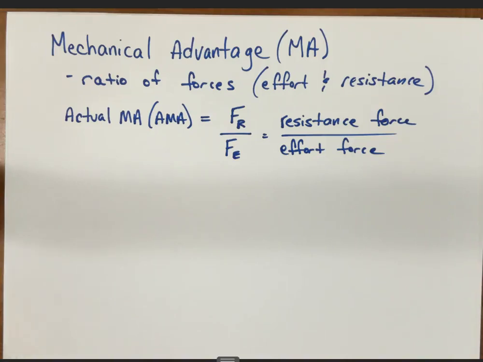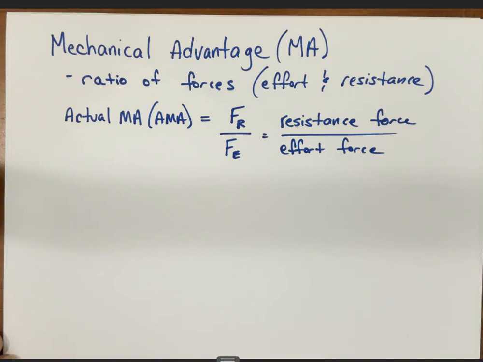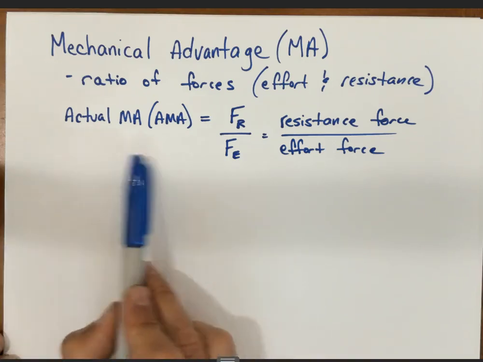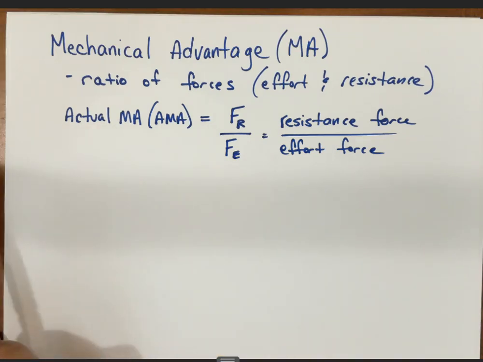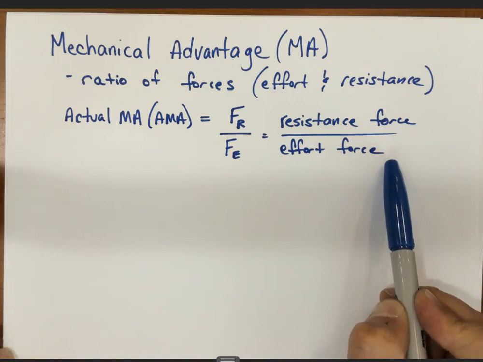Hi, let's talk about mechanical advantage real quick. Mechanical advantage is a key thing to understand when we're talking about simple machines in our course. Mechanical advantage is a ratio of the forces, the forces being our effort force and the resistance force. The actual mechanical advantage of a system can be found by finding the ratio of our resistance force divided by the effort force.